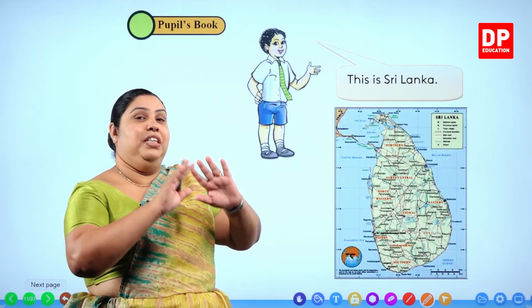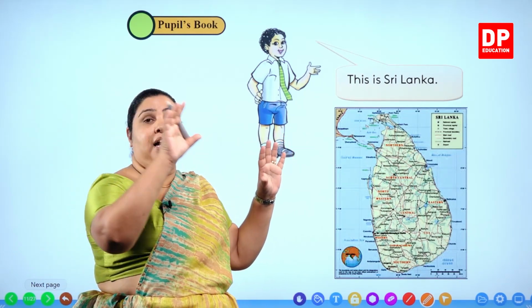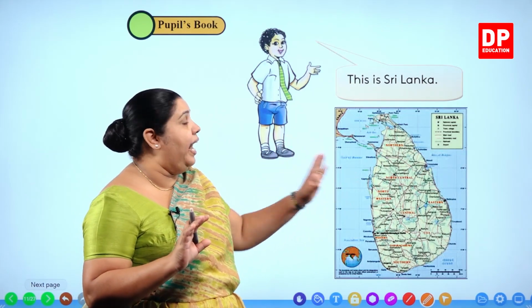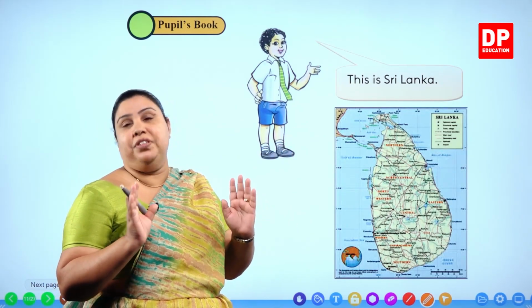Right? Now, we saw in the world map where each country is situated. Now we have our separate map of Sri Lanka.